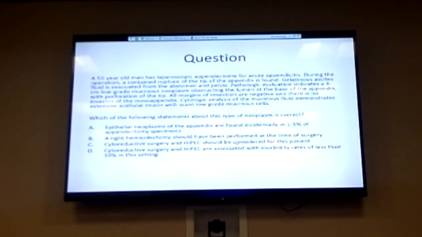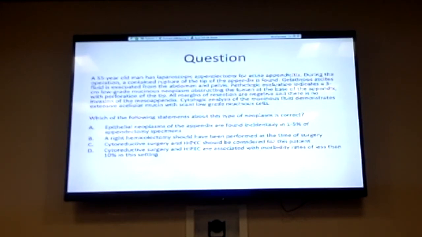So last question, a 55-year-old man has a laparoscopic appendectomy for acute appendicitis. During the operation, a contained rupture of the tip of the appendix is found. Gelatinous ascitic fluid is evacuated from the abdomen and pelvis. Pathological evaluation indicates a 3-centimeter low-grade mucinous neoplasm obstructing the lumen of the base of the appendix with perforation of the tip. All margins of the resection are negative, and there is no invasion of the mesoappendix. Cytologic analysis of the mucinous fluid demonstrates extensive acellular mucin with scant low-grade mucinous cells.